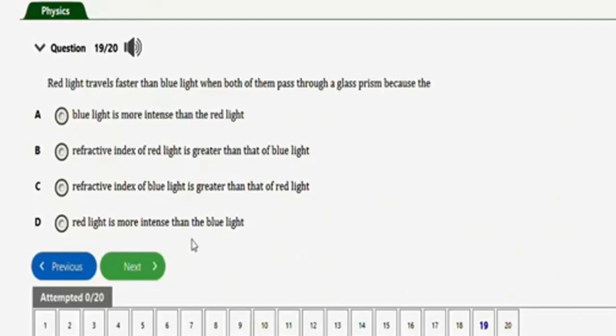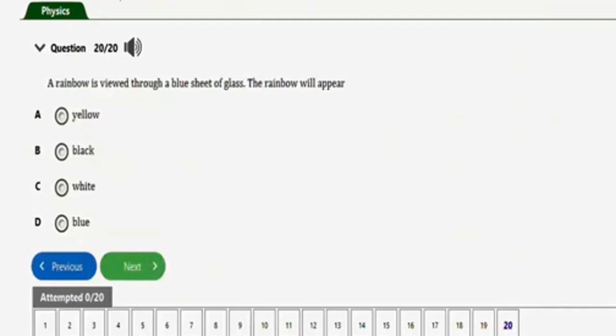The last repeated question will be this one. It says a rainbow is viewed through a blue sheet glass. The rainbow will appear, since it's blue sheet, will appear blue, option D. Alright, so these are repeated questions under dispersion of light and colors for your physics. We practiced with 20 repeated questions in this video. Hope you learned something interesting. Let's call it a video, guys.